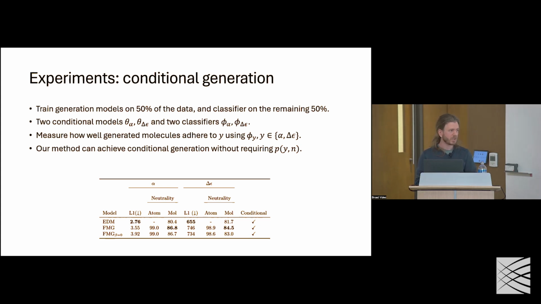So FMG beta equals 0 is a model that is not conditioned on atom counts and can still conditionally generate some molecules.